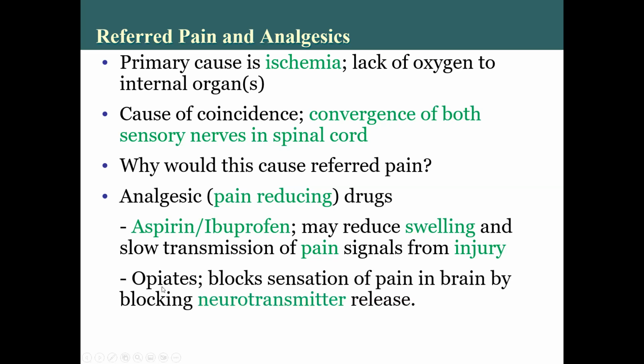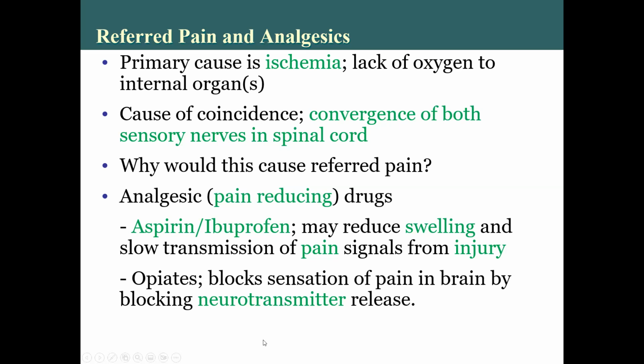All right, opiates are very different though. They block the sensation of the pain in the brain by blocking neurotransmitters. So for example, morphine is an opiate, Vicodin, a variety, you guys know the ones I'm talking about, the ones that are really powerful analgesics, pain blockers.